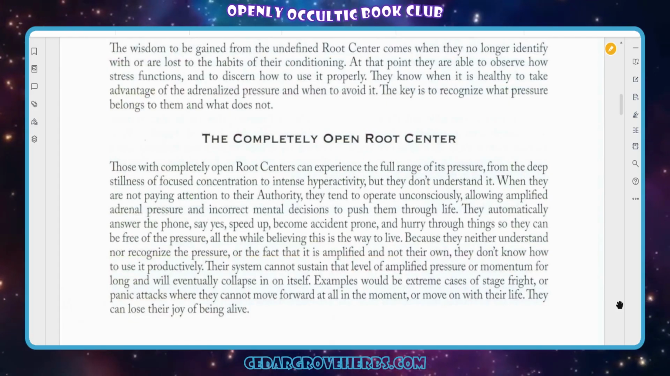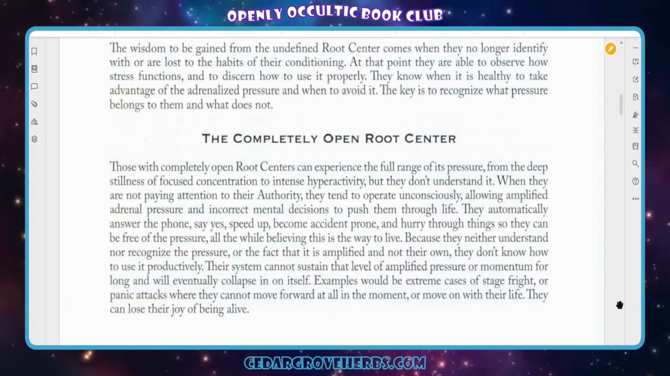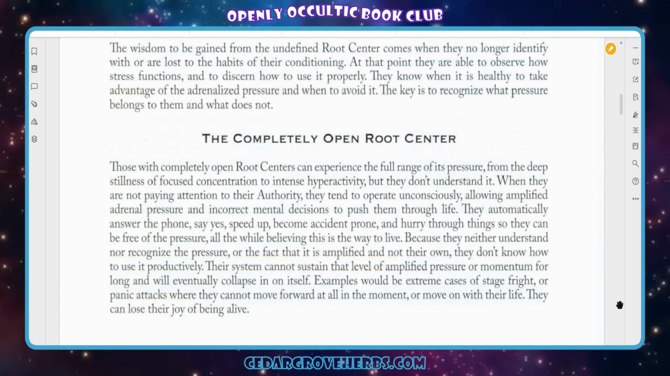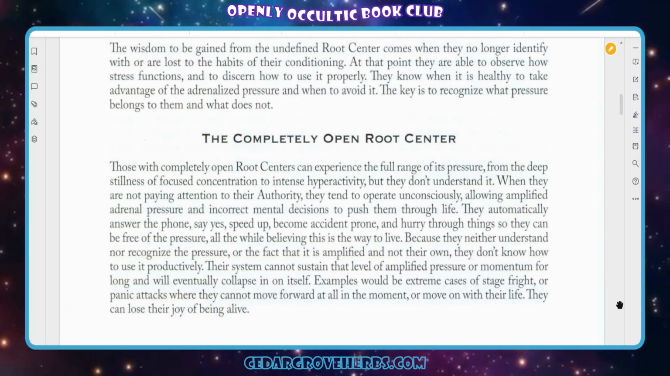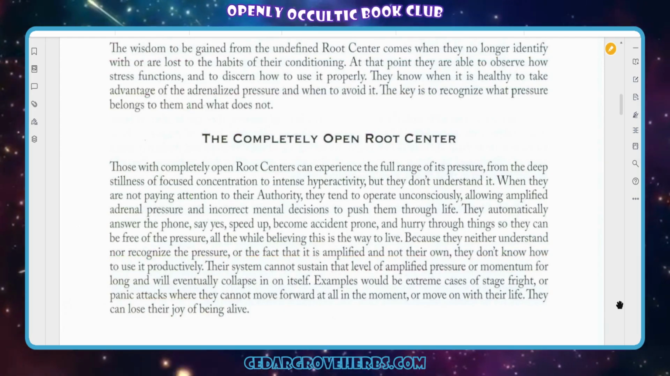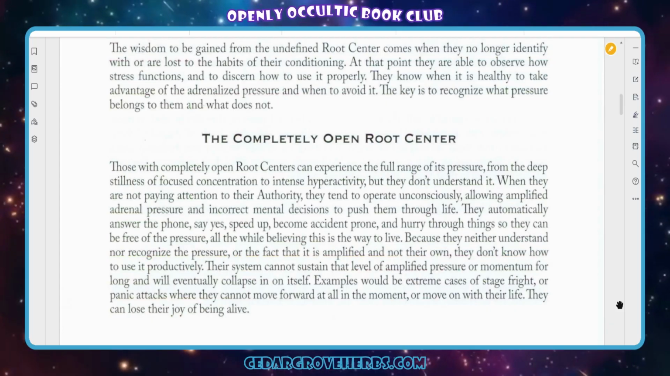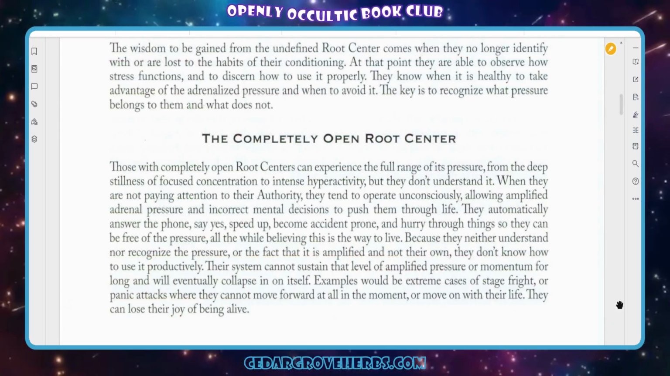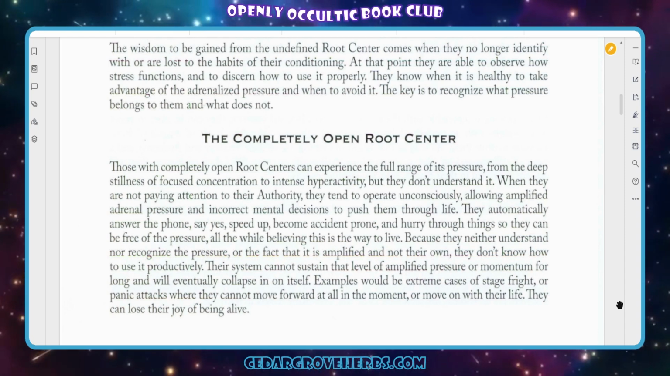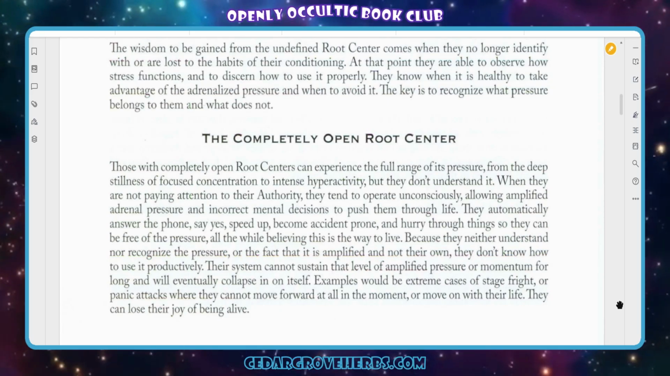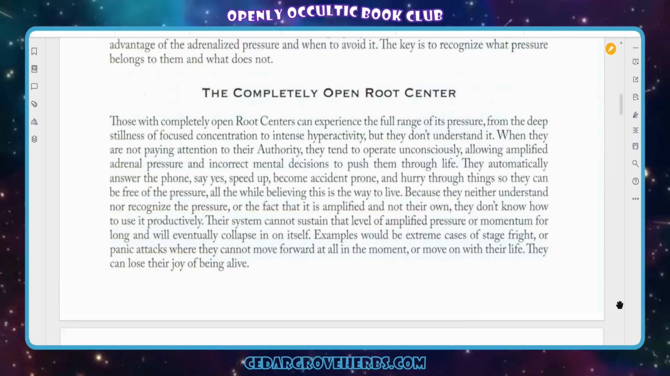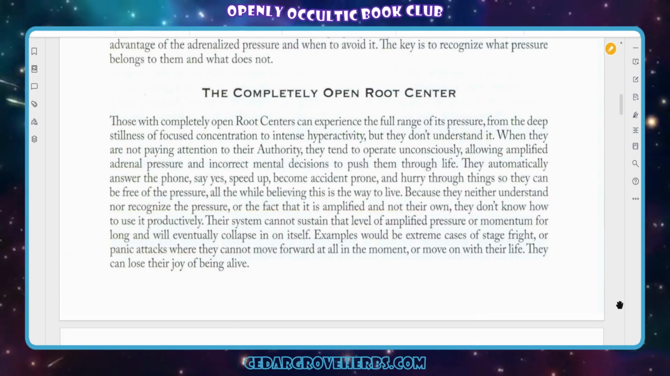Those with completely open root centers can experience the full range of its pressure, from the deep stillness of focused concentration to intense hyperactivity, but they don't understand it. When they're not paying attention to their authority, they tend to operate unconsciously, allowing amplified adrenal pressure and incorrect mental decisions to push them through life. They automatically answer the phone, say yes, speed up, become accident prone, and hurry through things so that they can be free of the pressure, all the while believing that this is the way to live, because they neither understood nor recognized the pressure, or the fact that it is amplified and not their own.